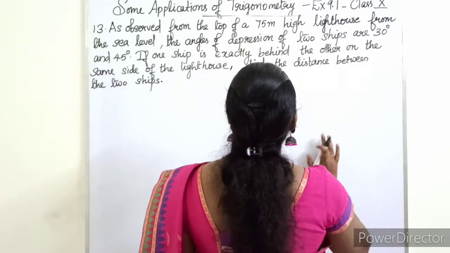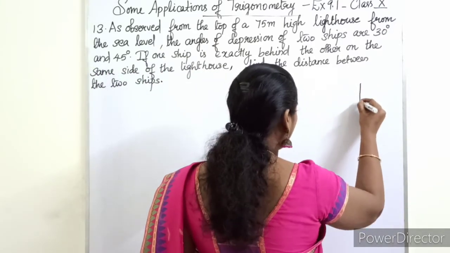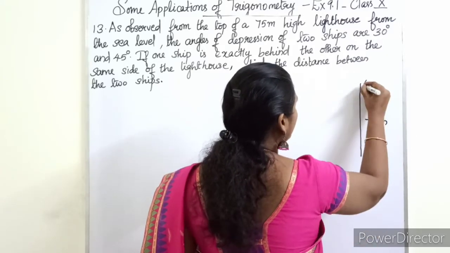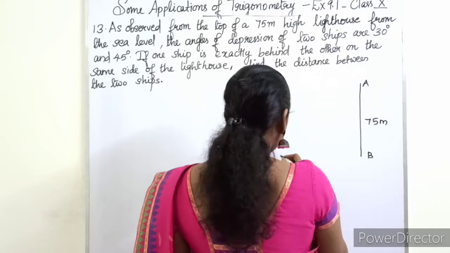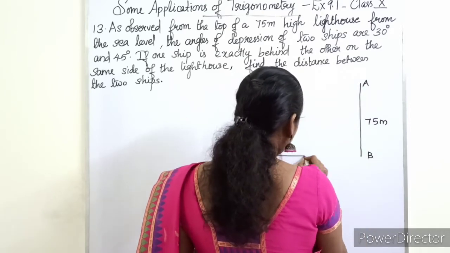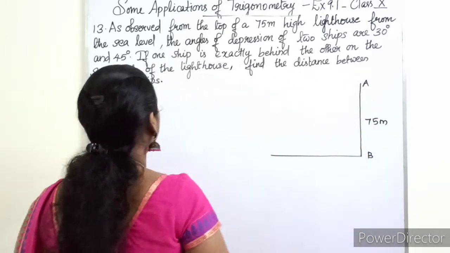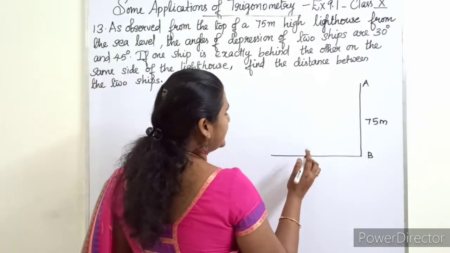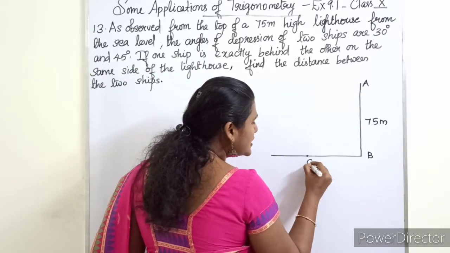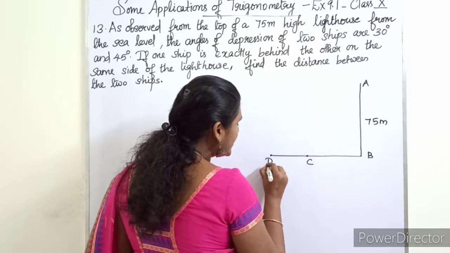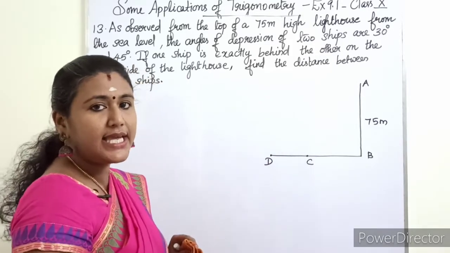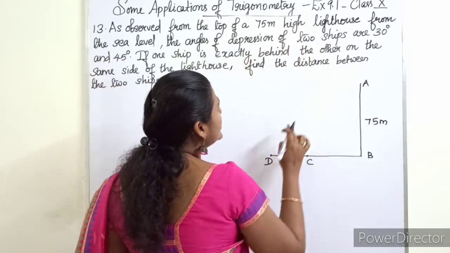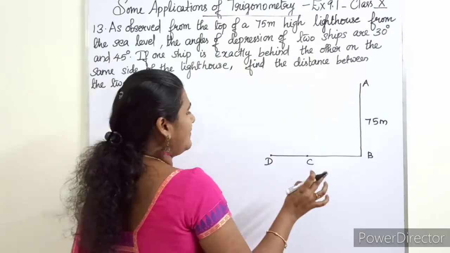So here, first we will draw the diagram. We have a lighthouse and the height of the lighthouse is given as 75 meters. We will denote this as AB. So AB is the lighthouse, and from the top of the lighthouse we are observing two ships. The position of the two ships we will denote by C and D, and the angle of depression for the two ships are 30 degree and 45 degree.